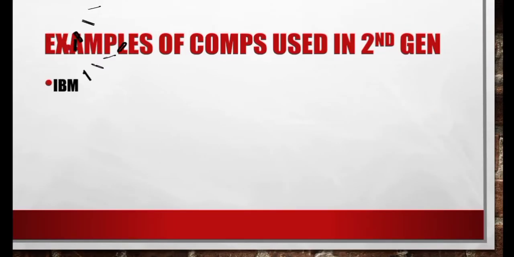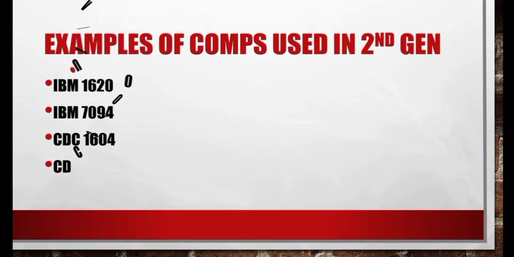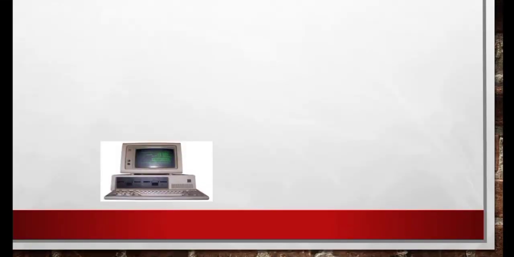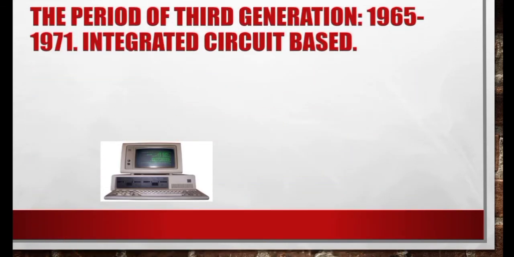Let's go to the next step. We'll check the examples of computers used in the second generation. These include the IBM 1620, IBM 1794, CDC, UNIVAC, and many more. Those were just examples used in the second generation. I'm going to check the period of the next generation. You notice that during the period of that generation, computers became more advanced.